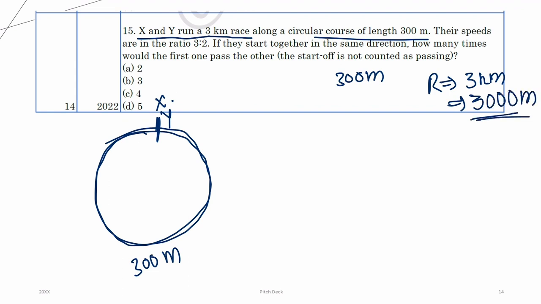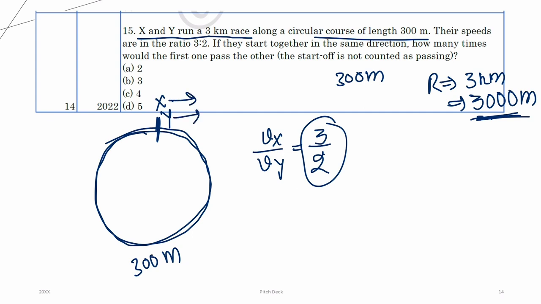3000 meters is the total race. Suppose two people are running; the faster person will obviously start from the starting point and end at the finishing line, so the faster person will cover 3000 meters. The slower person will be a little behind. The faster person starts at the starting point and ends at the 3000 meter mark, right? Now the ratio of the speed of X to Y is 3/2.